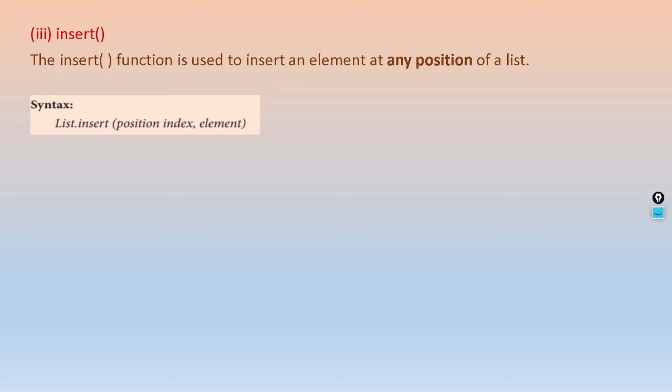Then we have to specify the index where we want to insert that element. What is the syntax? list dot insert, position index, comma, element. So you have to give two arguments. One is the index where you want to insert, and the next one is the element to be added.